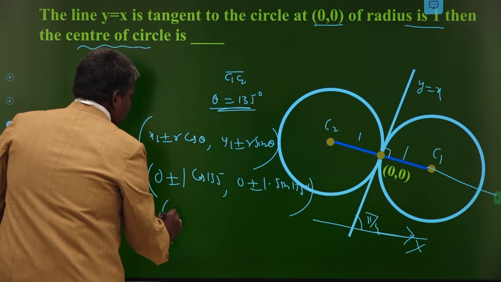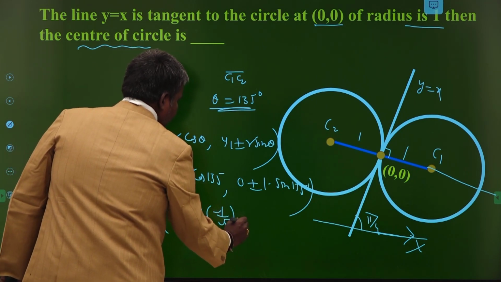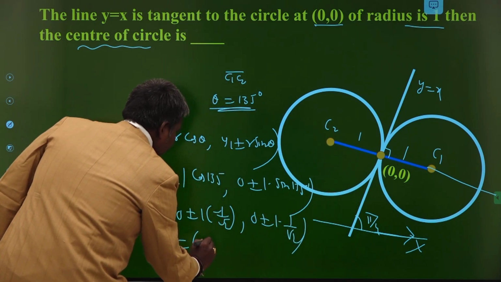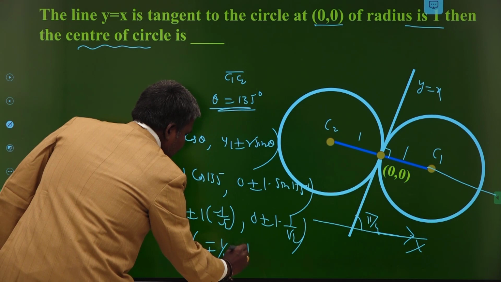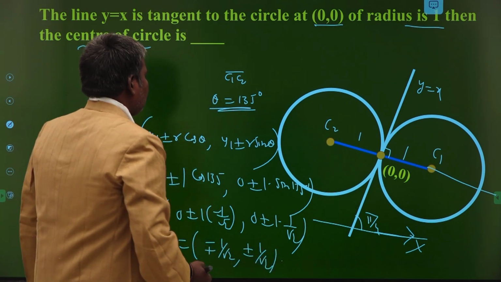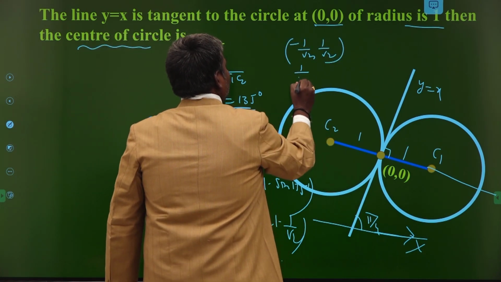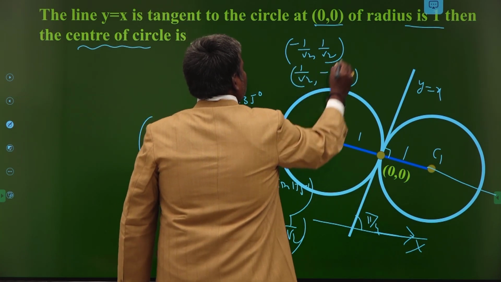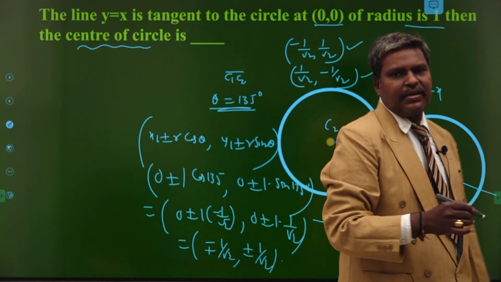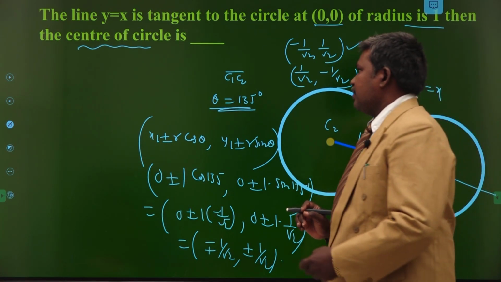So what is cos 135? Minus 1 by root 2. Comma 0 plus 1 into 1 by root 2. So minus or plus 1 by root 2, comma plus or minus 1 by root 2. So the possible centers are minus 1 by root 2, comma 1 by root 2 and 1 by root 2, comma minus 1 by root 2. These are the centers. Just by using the parametric equations of a straight line itself, we obtain the centers. This is also a very, very important model in your JEE.